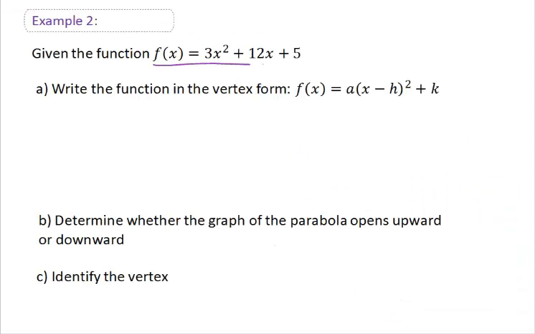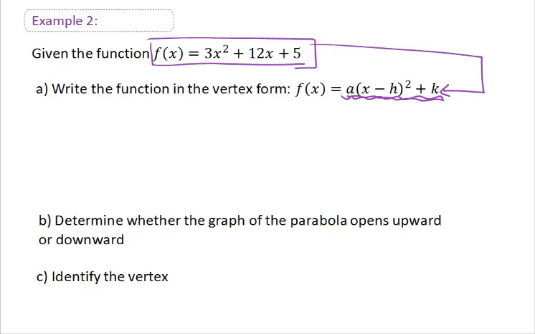This one is f of x equals 3x squared plus 12x plus 5. So this is clearly not in our vertex form where we can just pick out our h and k values right away. The way that we get it from this first equation into our vertex form equation is by completing the square.